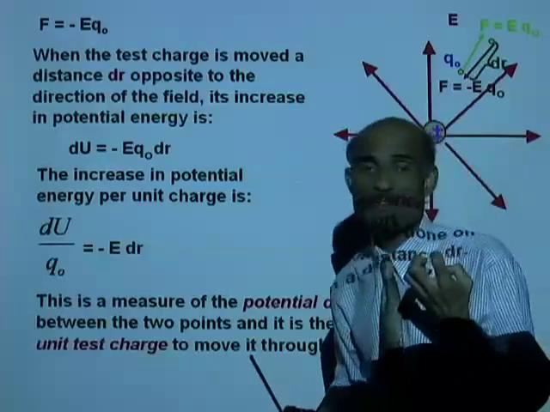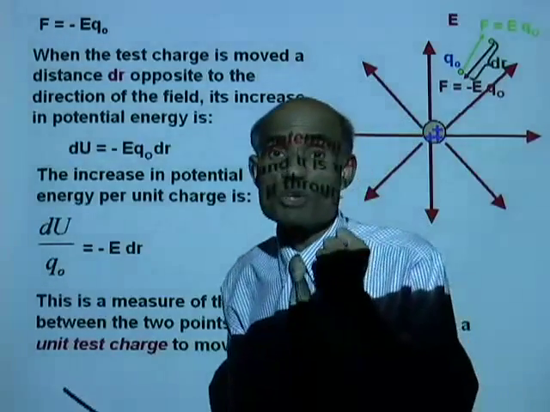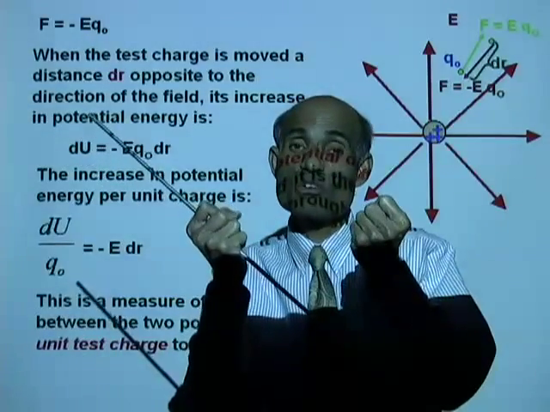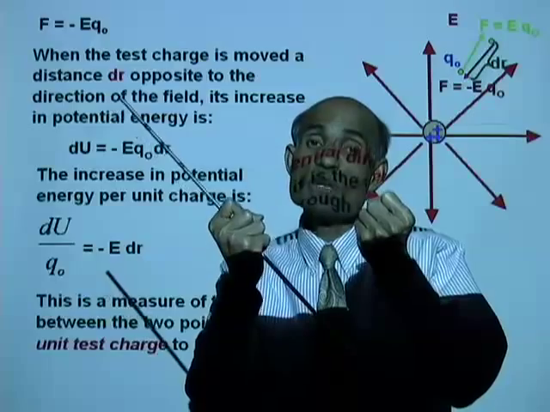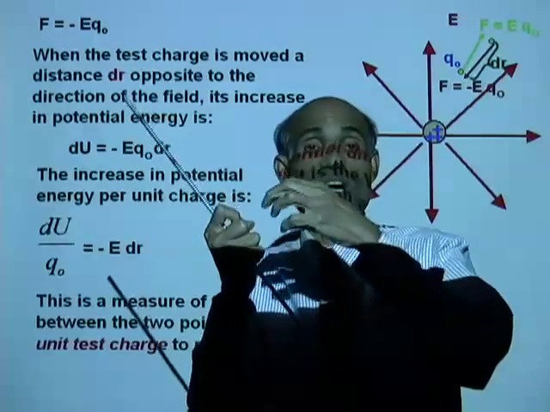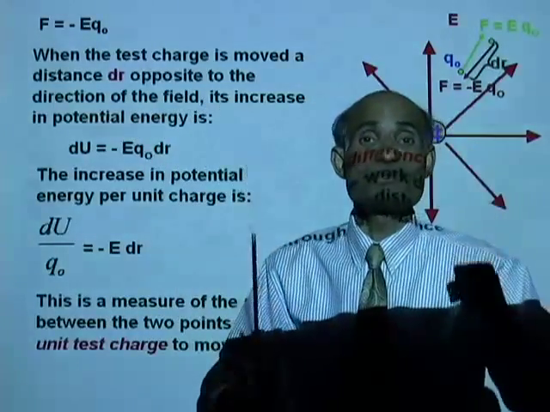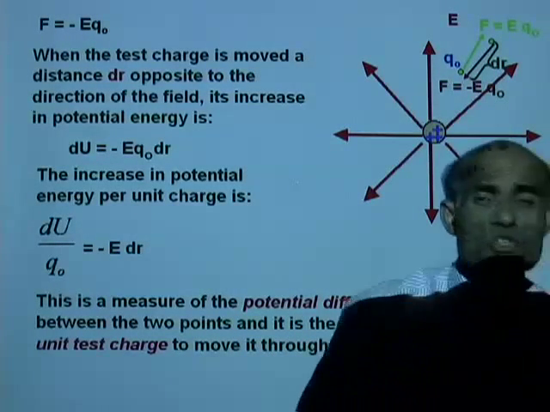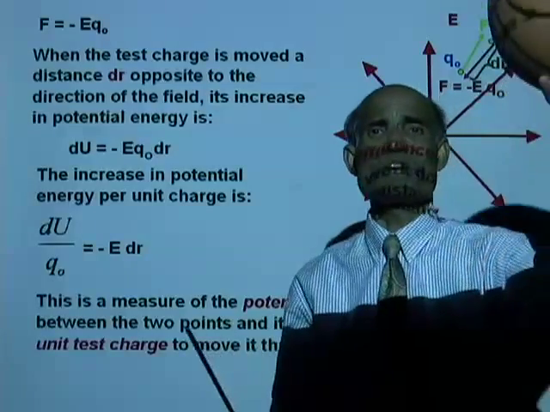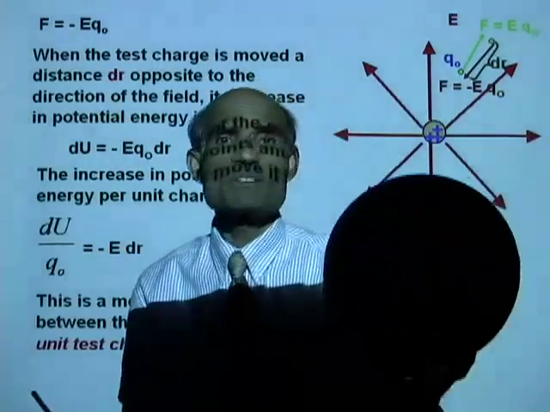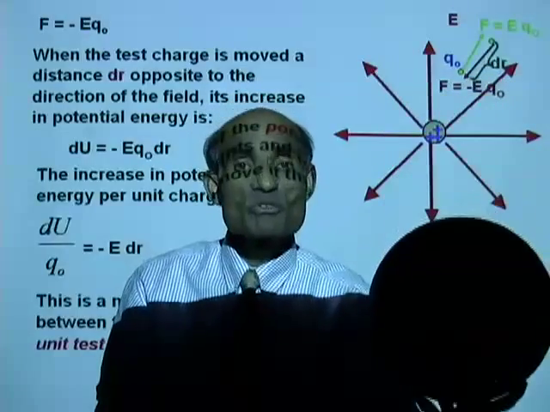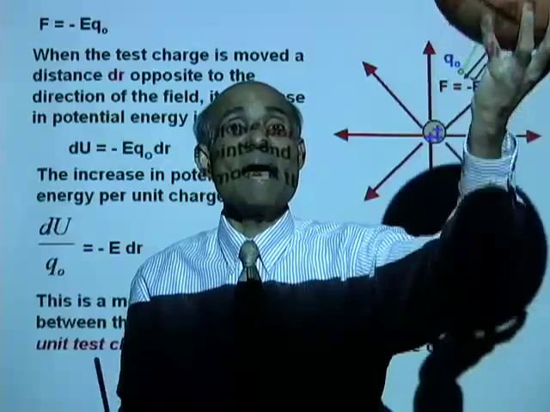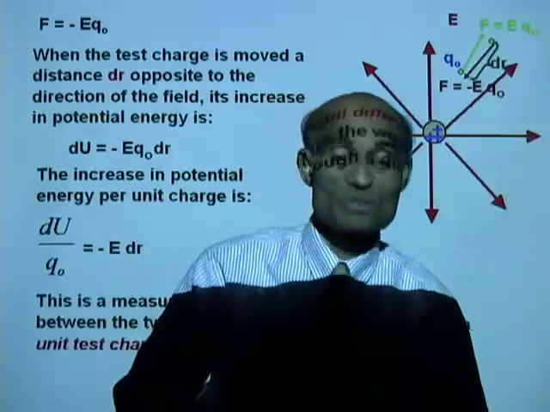You must understand that definition very well. Potential difference between 2 points in an electric field is a measure of the work done in moving a unit test charge from one point to the other. Now, it is similar to the potential difference between 2 points in the gravitational field. Potential difference is the measure of the work done in moving a unit mass from one point to the other.